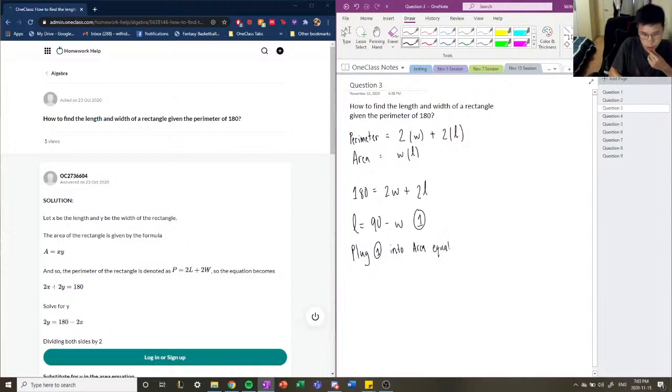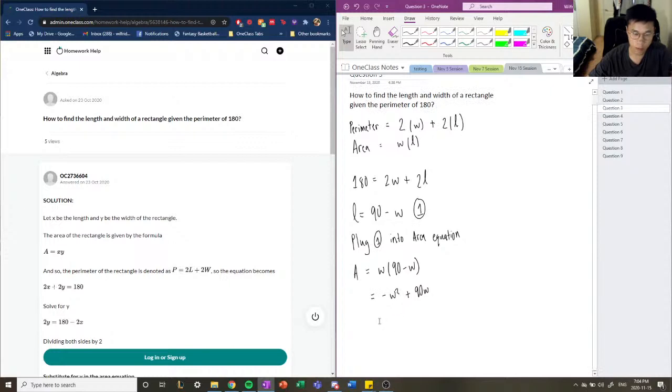Okay. So we plug it in. We get our area A equals W times 90 minus W. And if we expand, we get negative W squared plus 90W. So an interesting thing here is as we're trying to find the length and width of the rectangle, we notice that the length and the width of the rectangle can vary based on the area of the rectangle. And that kind of makes sense to us because without a set area, the width and the length can be variable in that case, right?